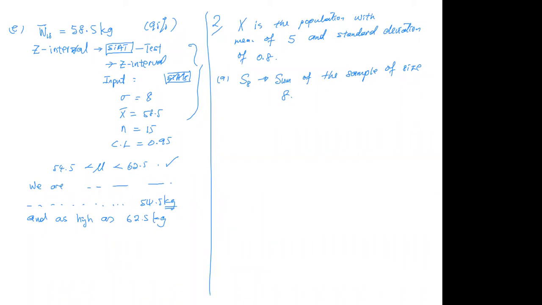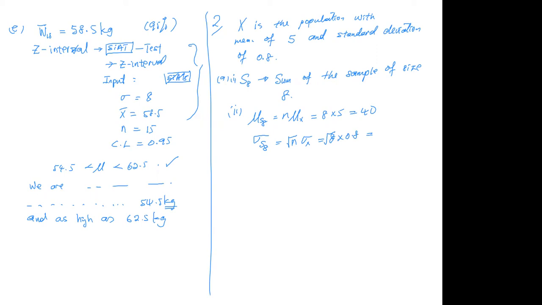After I give you that, I will ask you, what is the mean of S8? So you have to remember the formula, right? So you put 8 times 5, that's 40. Then what is the standard deviation of S8? Square root of n times the standard deviation of the population. So square root of 8 times 0.8. So you get the answer. So you get 3 marks already.